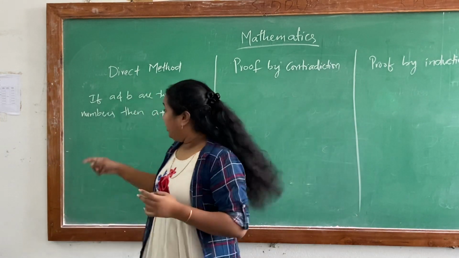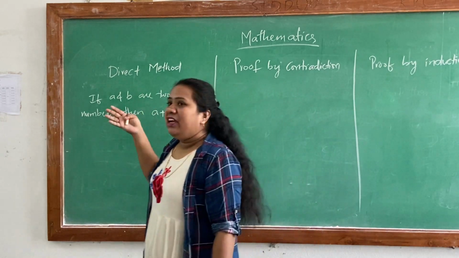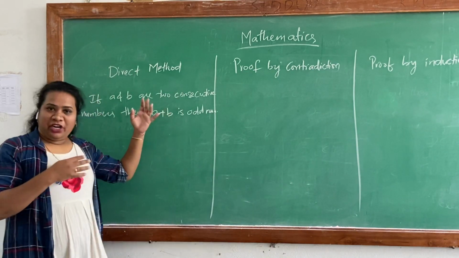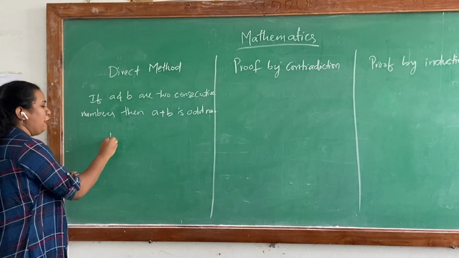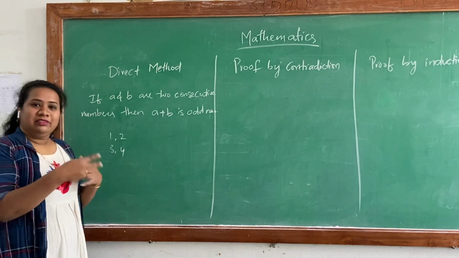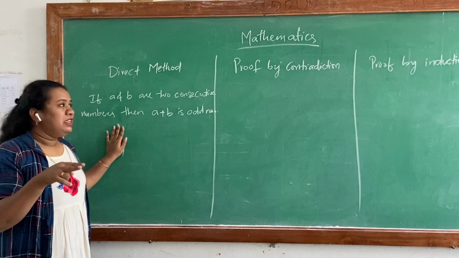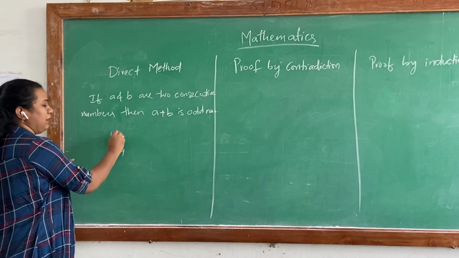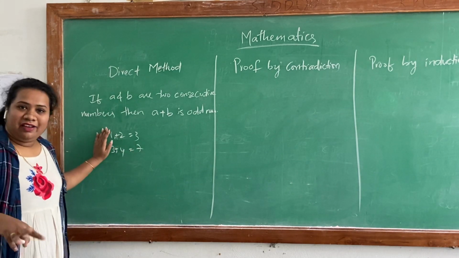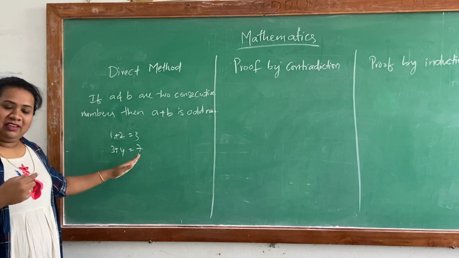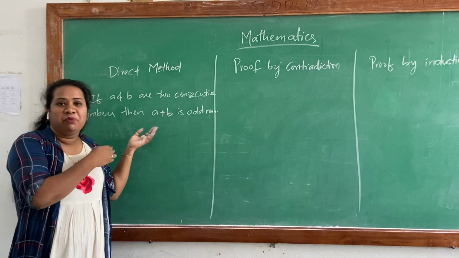So now it is given that A and B are 2 consecutive numbers, and we have to prove A plus B is an odd number. This is obvious. We all know what consecutive numbers mean. Consecutive numbers means numbers which are adjacent to each other, like 1, 2 or 3, 4. If we add 1 and 2, we get 1 plus 2 is 3. 3, 4: 3 plus 4 is 7. So obviously we know the sum of 2 consecutive integers is an odd number. Now we have to prove it using this method. We have to prove that as a theorem.